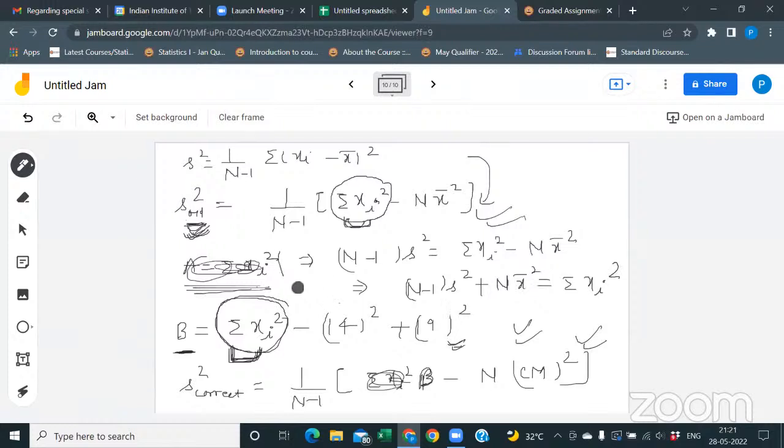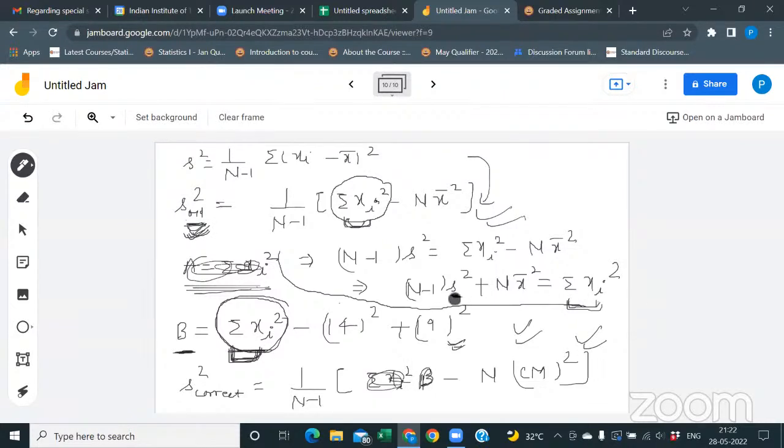Got it? Yes, sir. So it is going to be x to the power... Here you get the wrong sum of observations, sum of squares of the observation. After putting the value of this, that is these things.